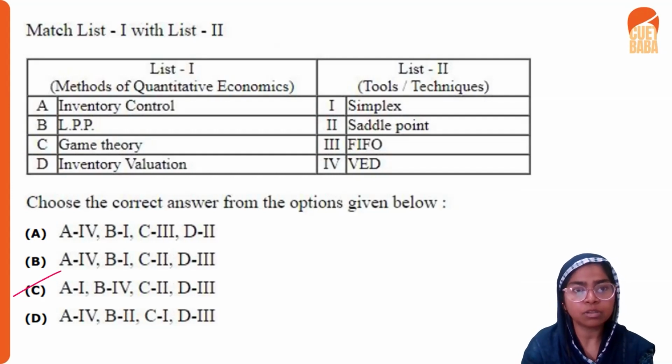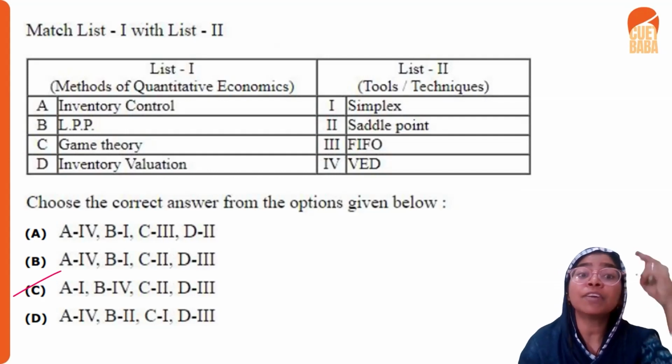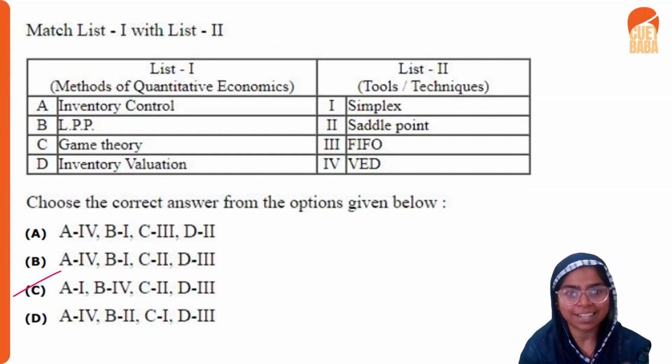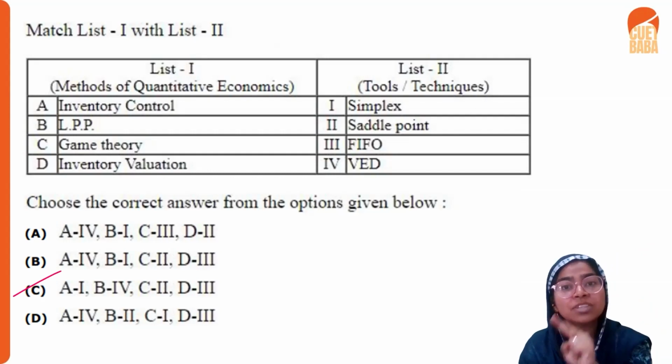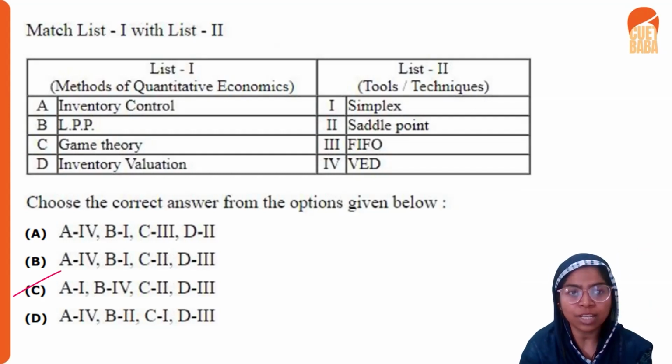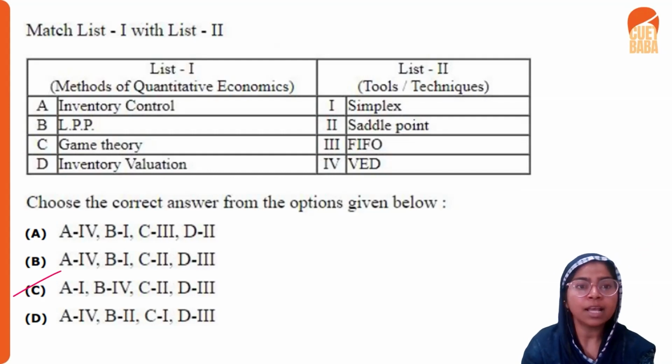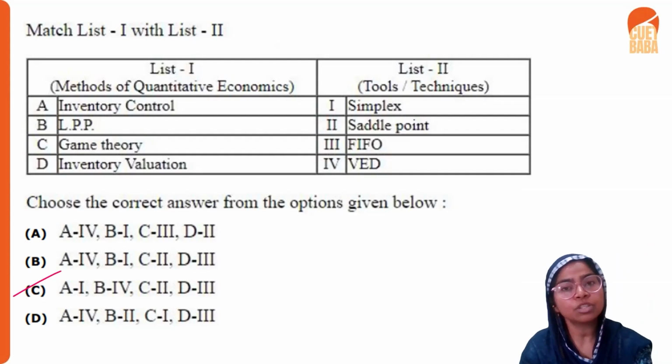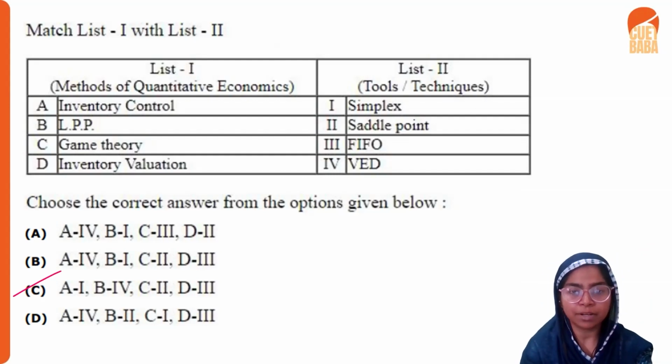Inventory control should be 3. We have inventory control and inventory valuation. That's right. So inventory control is related with simplex, that is A is 3. LPP is related with VED. Game theory is saddle point, and inventory valuation is FIFO. So A1, B4, C2, and D3 is the correct matching.